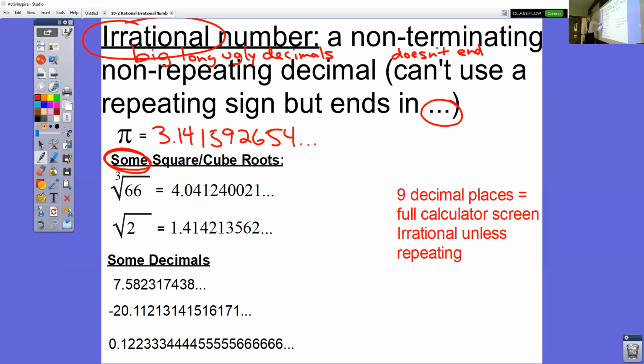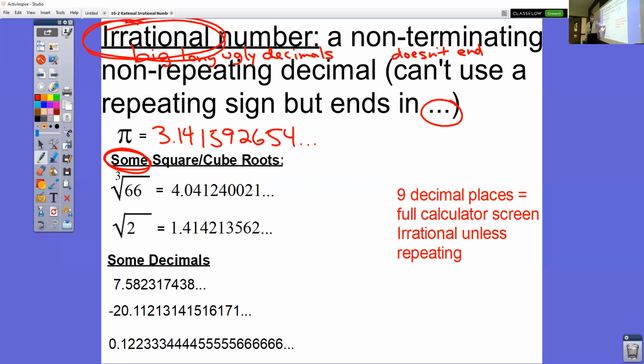So the cube root of 66, when you type that in, you get 4.0412400021. None of those numbers are repeating. There's not a pattern there. It goes on and on and on forever. Therefore, it is irrational.